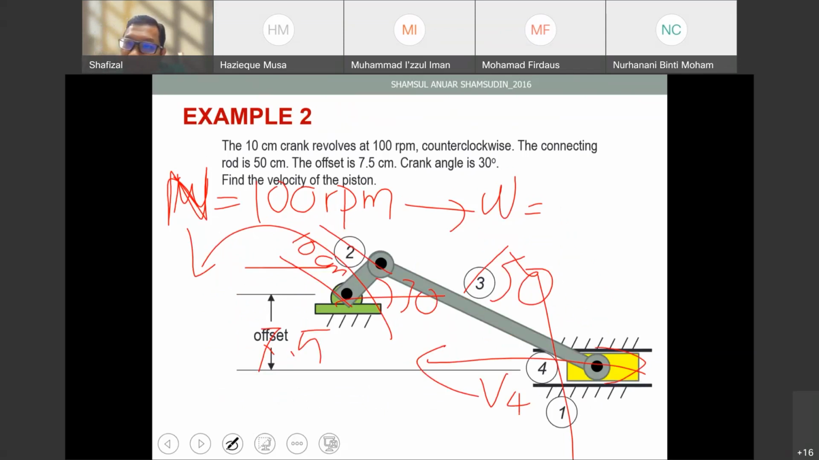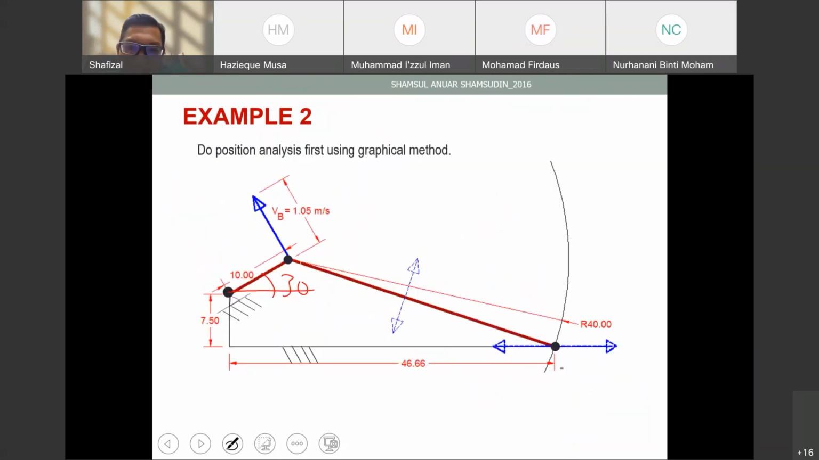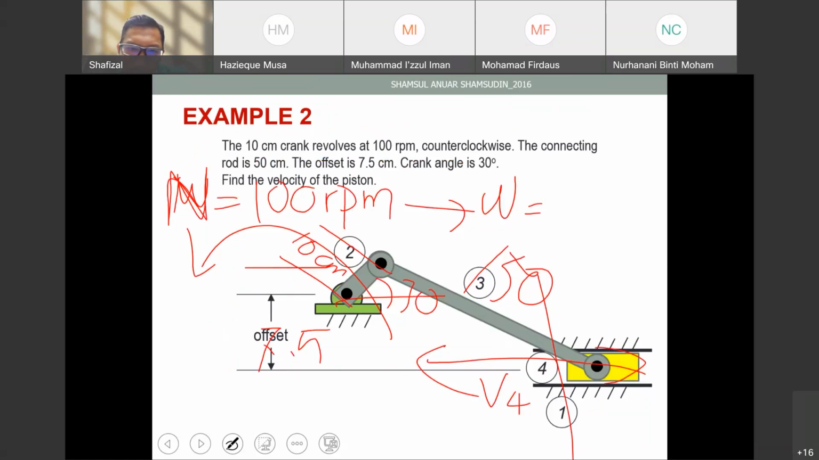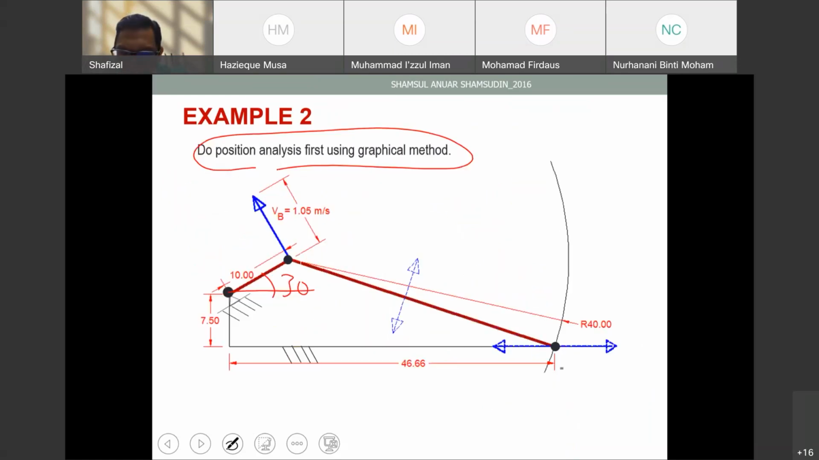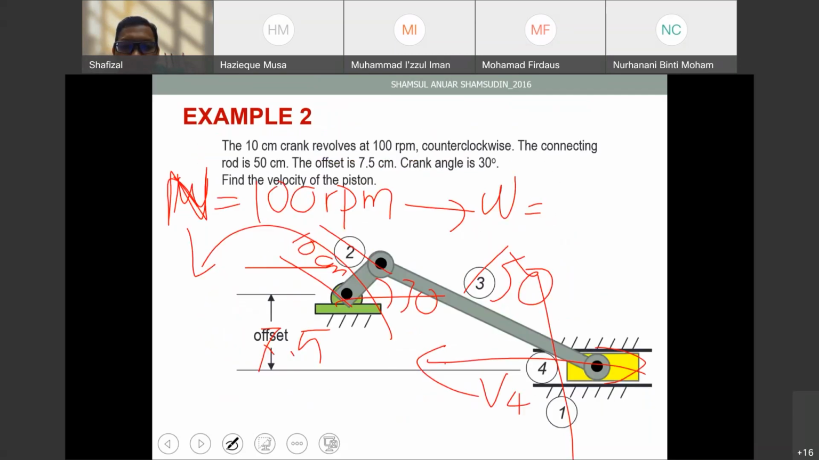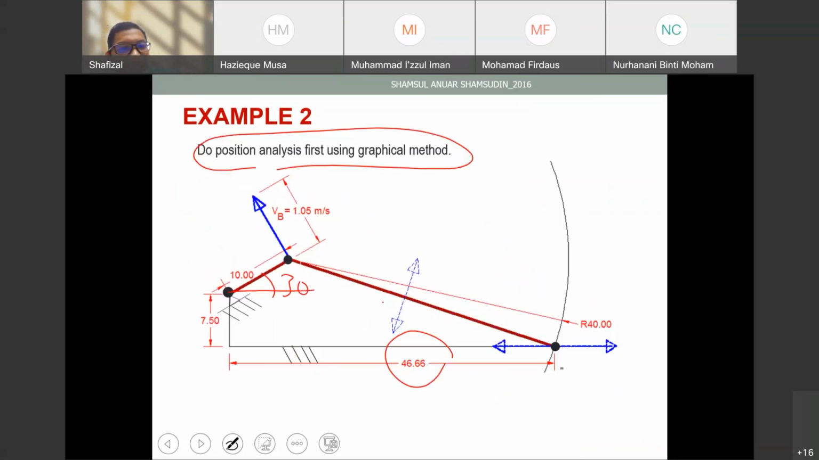Then you have to draw it. Okay, lukis kan should be like this. Before that you have to find the position. Okay, you have to do the position analysis using graphical method untuk dapatkan the position, right? The position 46.66. That is the position of the slider crank here. Right, when we have the angle 30 degree, all right, so this is 30 degree, we have the length here, this is 150 length.